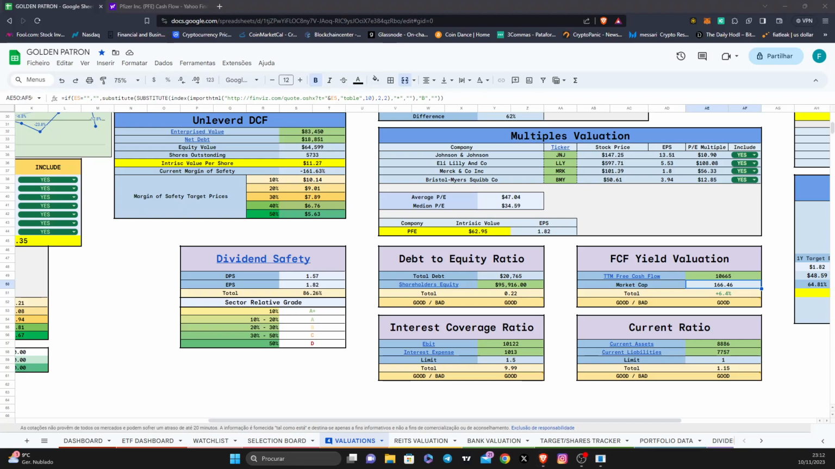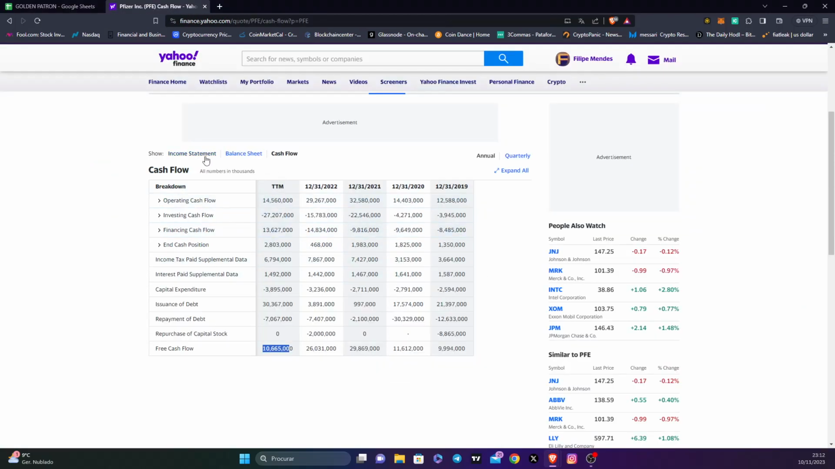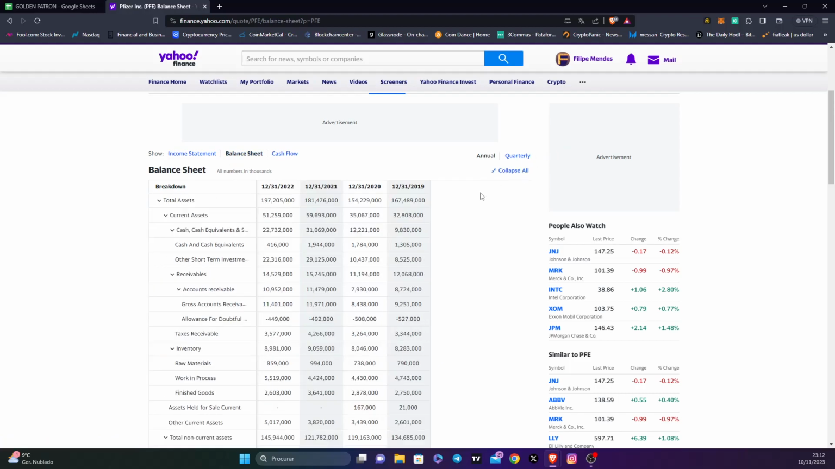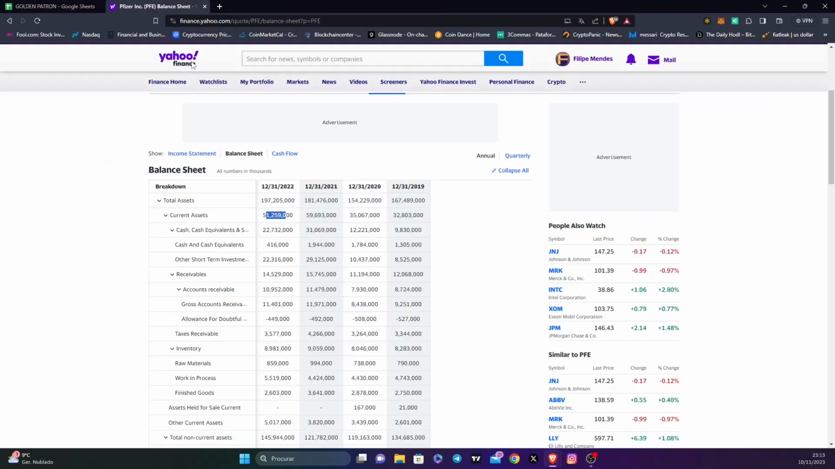So, sorry, let me plug in the battery. So, what we need to do is just get these two metrics right here. So what we need to do is come to Yahoo, which I already filled in. Okay, and that's going to be on balance sheet. Okay, current assets right here, first one, 51 to 59. 51 to 59. And now the current liabilities.